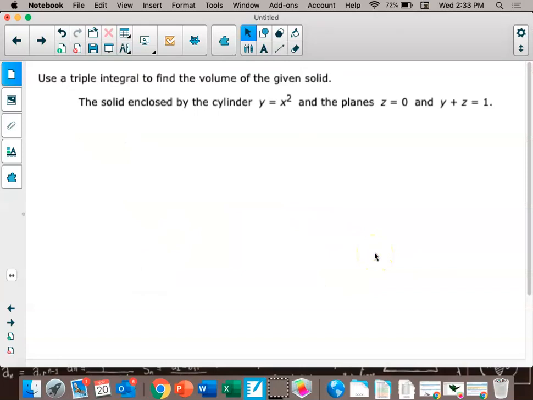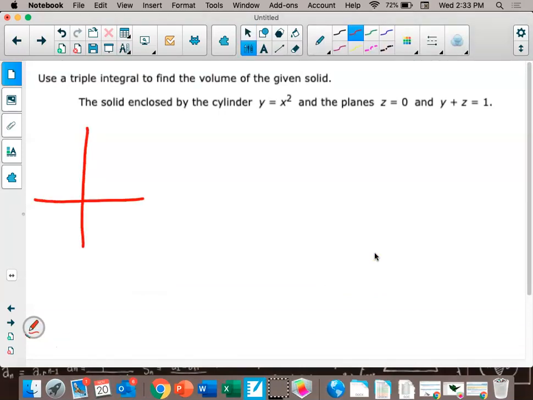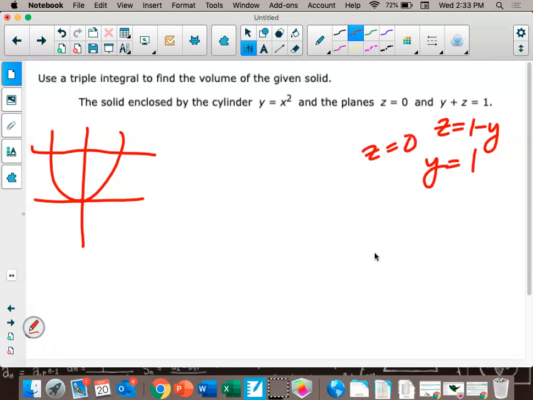So y equals x squared looks like that, and then z equals 1 minus y comes down and intersects this at a line. That's supposed to be straight, at a line. So how do we figure out the line? Oh, z is 0. So you get y equals 1, because z equals 0, right? Okay. So this is the line y equals 1. This is the graph y equals x squared.